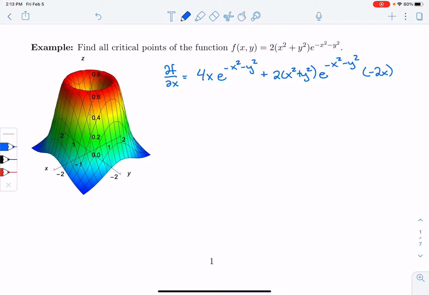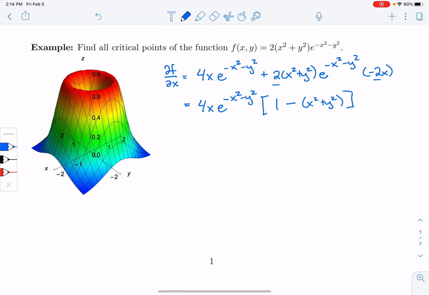So let's see here. I can factor out a 4x times e to the minus x squared minus y squared. What's left? I've got a 2 times 2, that's going to give me 4 there, and that's where I get another 4x, just if you're wondering how I'm going to factor out 4x from each of those terms. So 4x e to the minus x squared minus y squared is the first term, so that gives me a 1. And then what I have left is a minus x squared plus y squared.